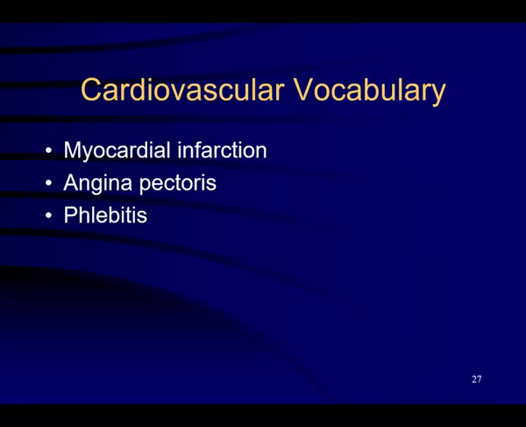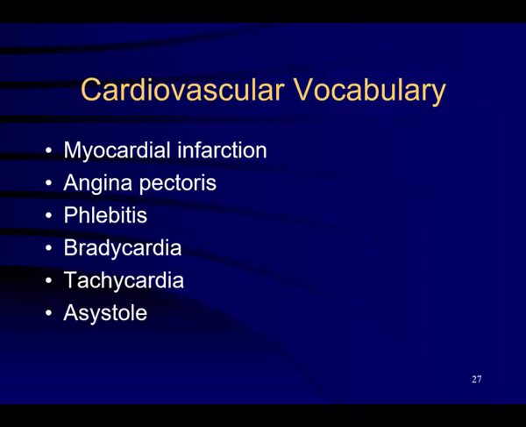Phlebitis is inflammation of the veins. Bradycardia is a slow heart rate. Tachycardia is a fast or irregular heartbeat. Asystole means their ventricles are not contracting. In other words, there's no contraction of the heart, it's not beating. And hypertension is a fancy word for having high blood pressure.